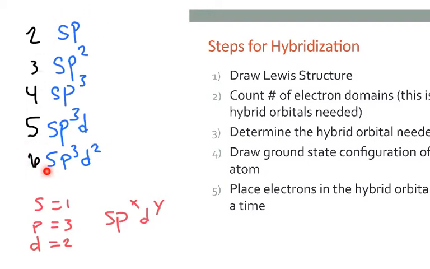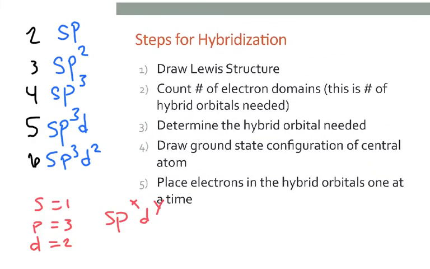The hybridization, or the hybrid orbital needed, will always relate to the electron domains. So as soon as you figure out how many electron domains a molecule has, then you know what the hybrid orbital is needed. So that goes along with the steps that we see here to the right.